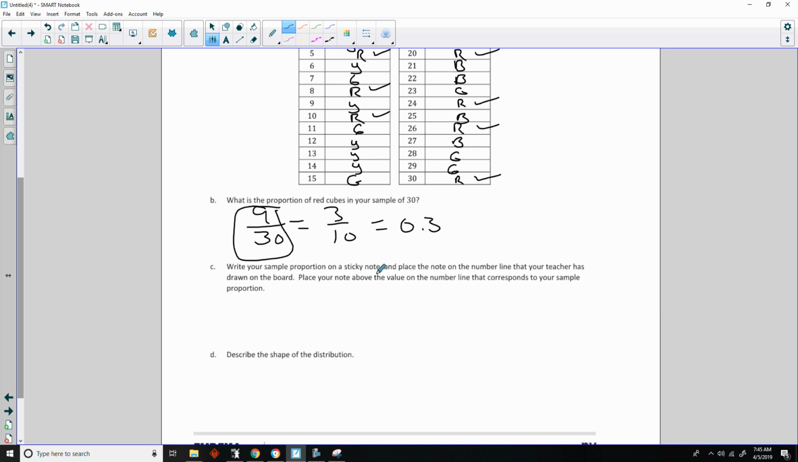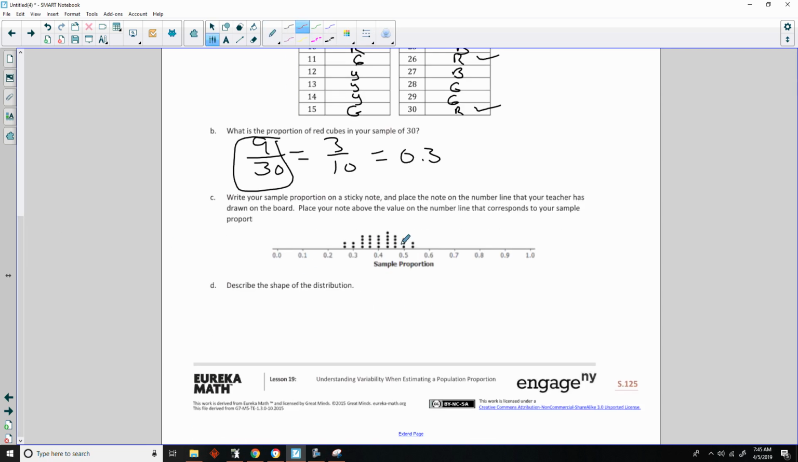Place a note in the number line that your teacher has drawn on the board. Place your note above. All right, so here we go. Okay, so this would be a sample proportion of what a class would probably get that would be shaped like that. Obviously, I can't do it for real in the video, but this is what would start happening.